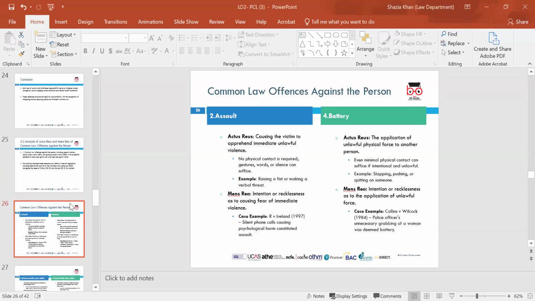So, common law offences against the person. Common law assault is an act where a person intentionally or recklessly causes another to apprehend immediate unlawful violence. And we're going to look at assault and battery in regards to that. The first one is assault.